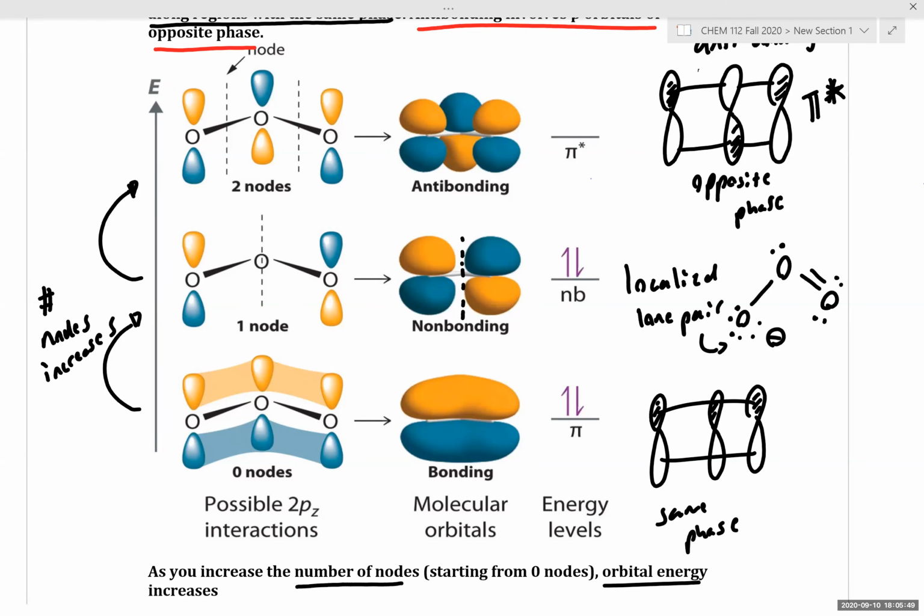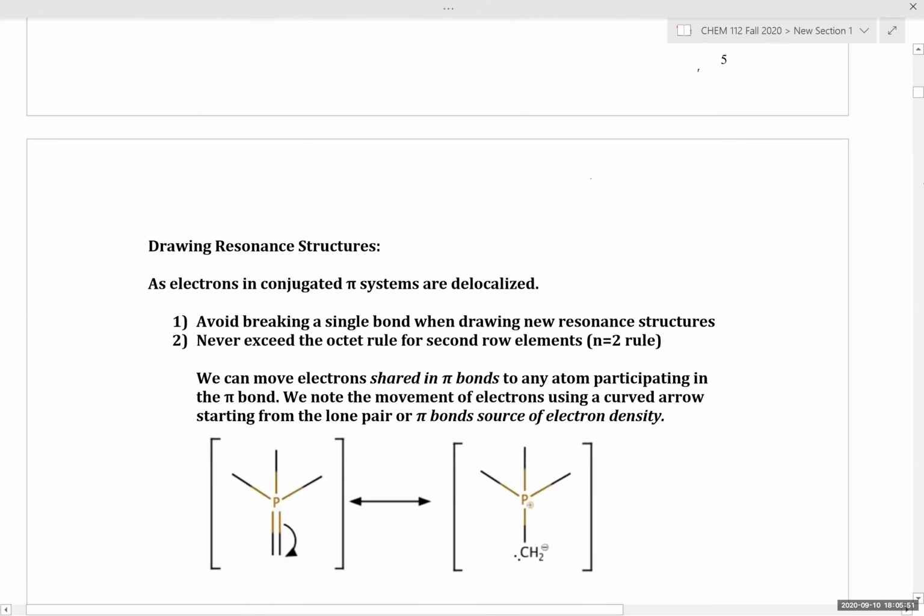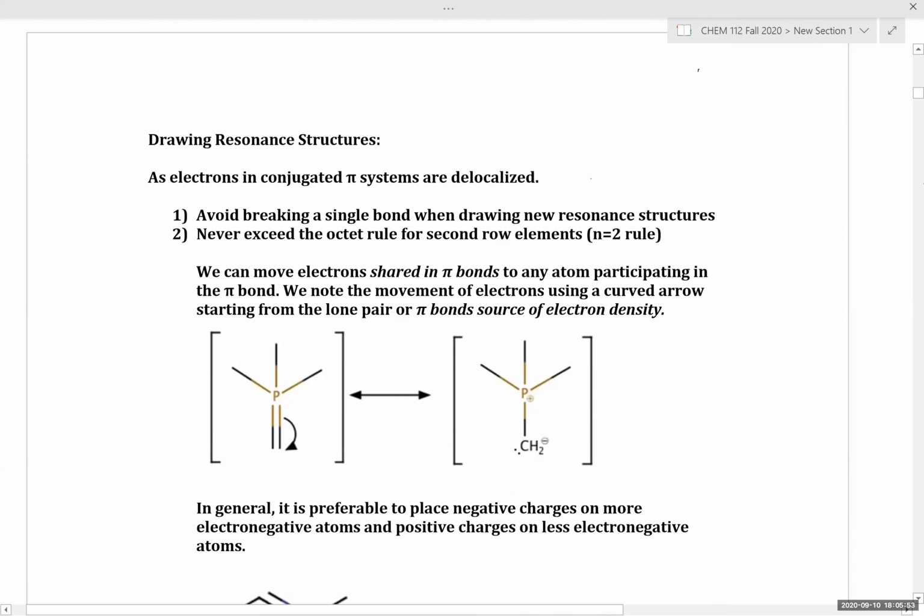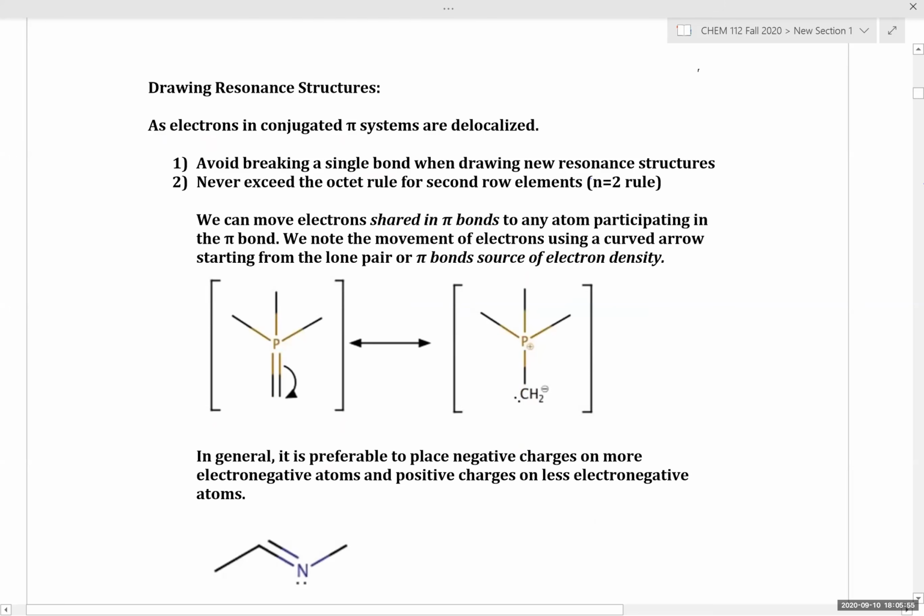Perfect. So let's talk about drawing resonance structures. How do we draw resonance structures? So first, electrons in conjugated pi systems are delocalized. So we want to avoid breaking single bonds when drawing new resonance structures. That would be counterproductive. You also want to make sure that you never exceed the octet rule for second row elements.